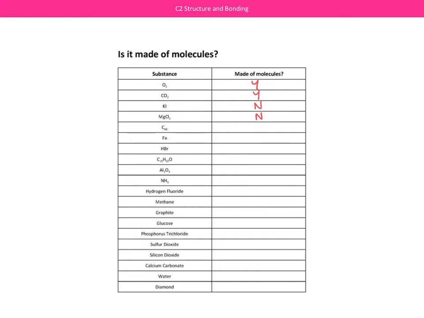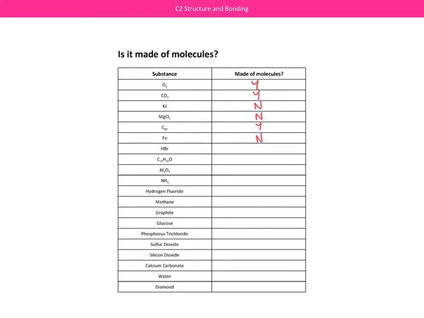C60, is it made of non-metals only? Yes, it's just carbon. Is it made of more than one non-metal? No, because it's just carbon. However, we still have to ask the second question, does it have a subscript number in its formula? And the answer is yes. Fe, okay, so that's iron. Is it made of non-metals only? No, because iron is a metal.